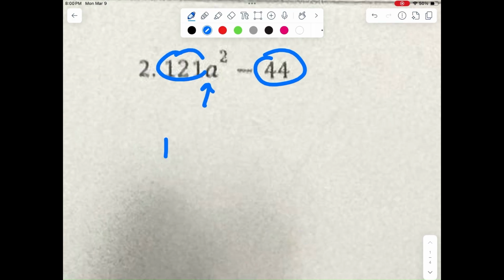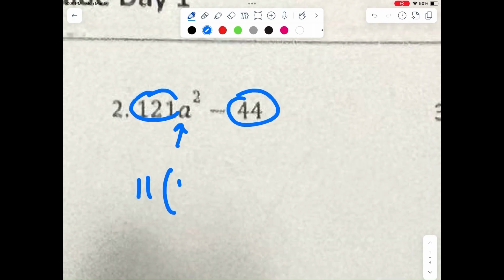So if we pull out an 11, we're just going to do the same thing. We're going to take 121a squared divided by 11, and that's just 11a squared. And then same thing with 44, we just get minus 4, again keeping that sign. And that's our factored form.